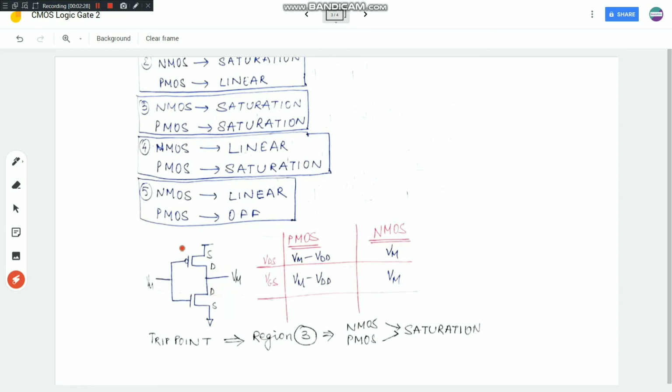Similar analysis can be done for VGS. For PMOS, VGS is Vm minus VDD, since the gate terminal is connected to Vm and the source is at VDD. And for NMOS, the gate terminal is connected to Vm and the source terminal is grounded, so VGS is Vm. So hope you understand these things. Both my PMOS and the NMOS are in the saturation region for trip point calculation.